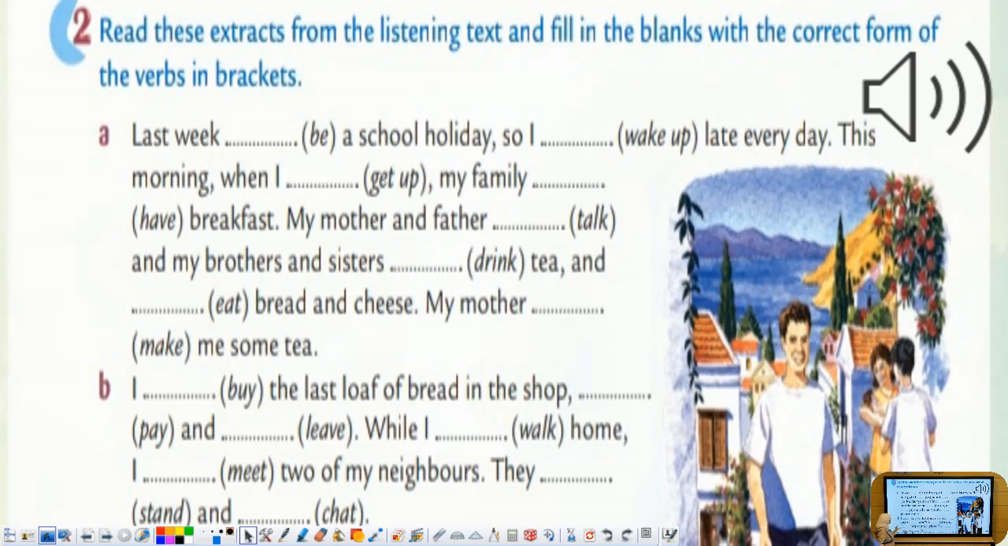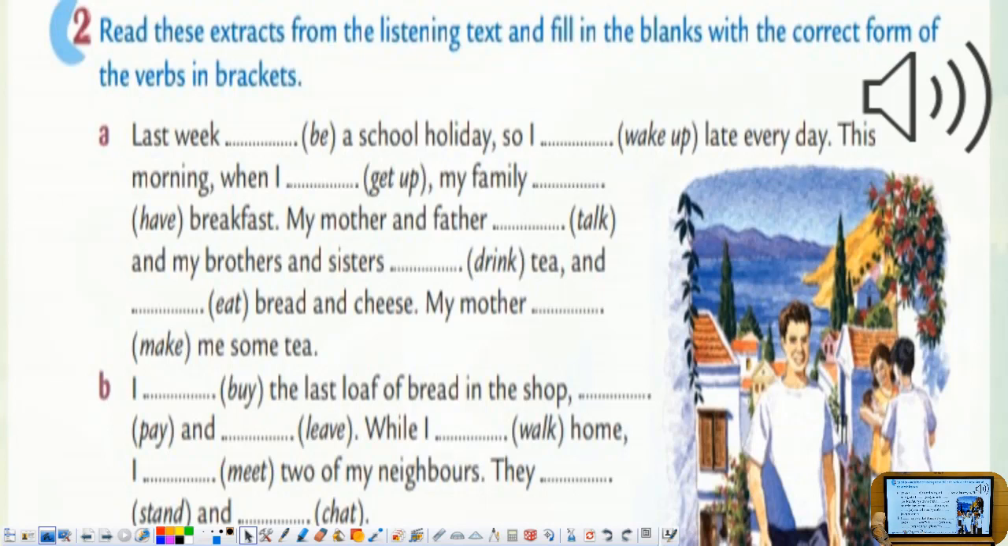I want you to try to correct the verbs between brackets while you are listening to the story. While you are listening to the story, correct them. Page 12, exercise 1.2. Listen to this breakfast time story and answer these questions.